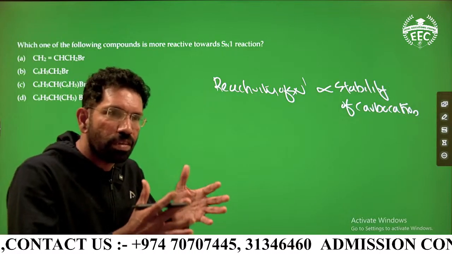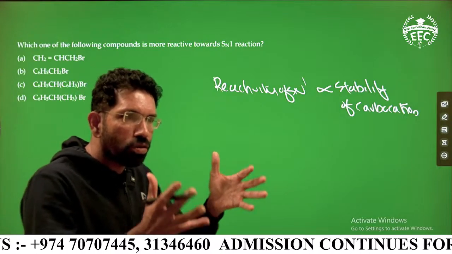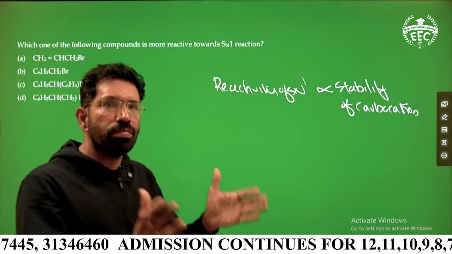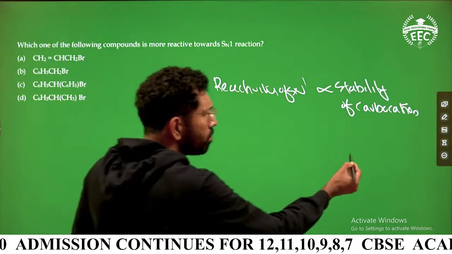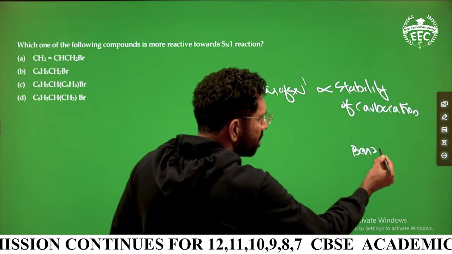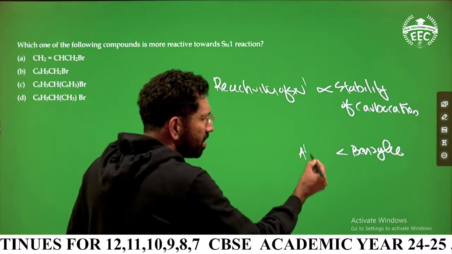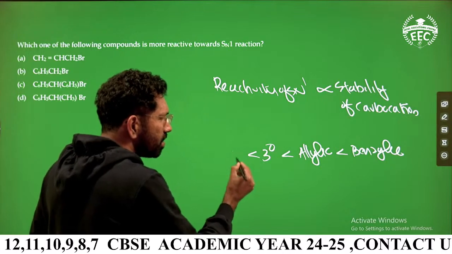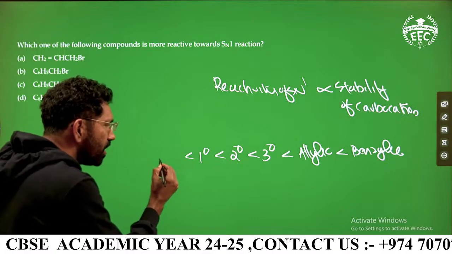We know that it depends upon the hyperconjugation effect, which we studied in 11th standard. It depends upon the resonance effect, which we also studied. So what is the order of stability of carbocation? You have to remember this order. Benzylic is highly reactive. Then allylic, then tertiary, then secondary, then primary.